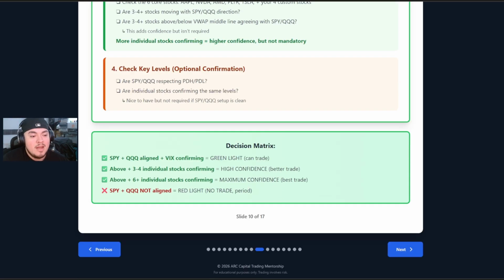Okay, the matrix. So, SPY and QQQ are aligned and VIX is confirming, this equals a green light, right? You can trade. When there are 3 to 4 stocks confirming, this equals high confidence, a better trade. And when 6 plus individual stocks are confirming, this equals maximum confidence, best trade. If SPY and QQQ are not aligned, this is a red light. Don't trade, period. Feel me?